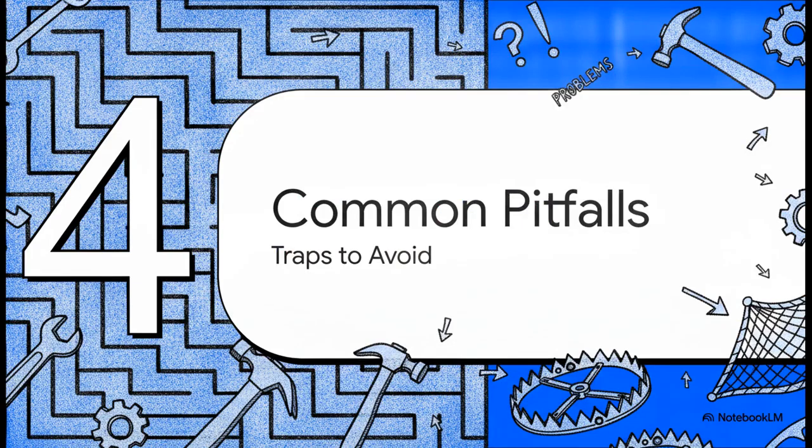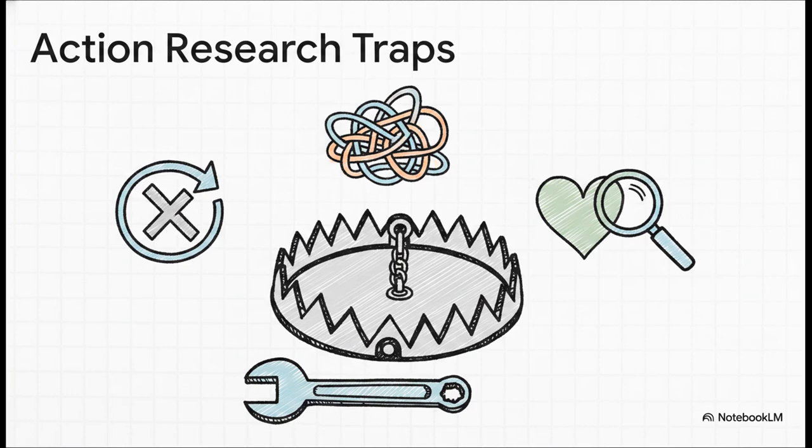Section 4. Common pitfalls to avoid. All right, whether you are turning the wrench or drawing the map, novice researchers tend to run into the exact same predictable problems. First up, the action research pitfalls. The single biggest mistake? Stopping after just one cycle. Look, a single pass rarely tells the whole story. The real magic happens in the refinement.